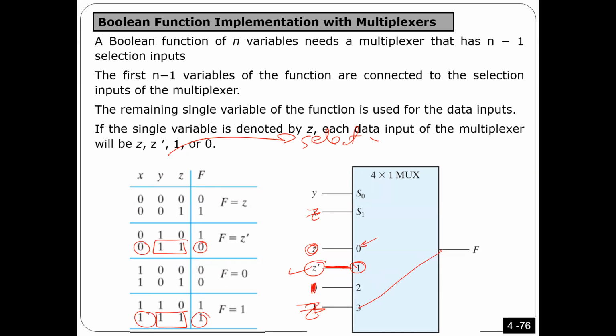There is something very important you need to notice. You know what happened when I used the multiplexer? I'm going to tell you what happened. Now you have a function with 3 variables. Because of using the multiplexer, it became like a function with only 1 variable, which is f equals z, f equals z prime, f equals 0, f equals 1.